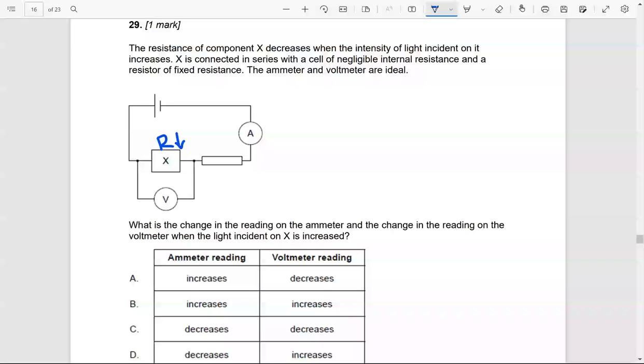What is the change in the reading on the ammeter and the change in the reading on the voltmeter when the light incident on X is increased? Okay, so when you have an LDR, if you increase the light, the resistance across that resistor decreases and the current in the circuit increases.